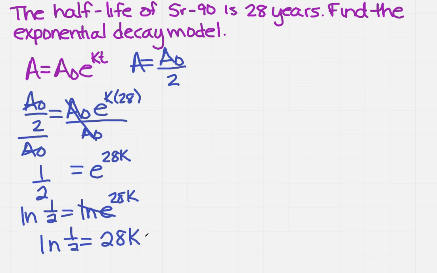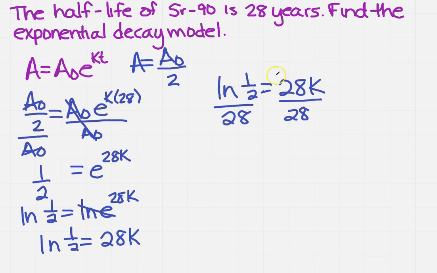But I need to get k all by itself, so I'm going to go ahead and rewrite it over here so we can all see what I'm doing. So that equals 28k. We want to get k by itself, so we're going to divide by 28. And again, remember, anything over itself is 1. So now what I need to do is actually find the natural log of 1/2, divide that by 28 to get my answer.